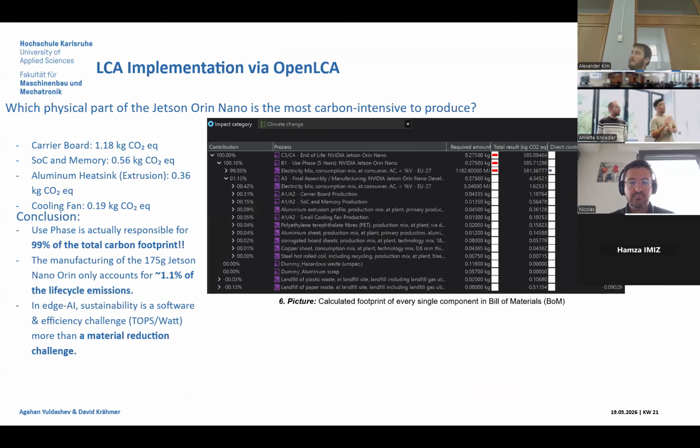Additionally, we have considered the D module. The D module is recycling and recovery. And in the conclusion we can say which components are the most carbon intensive. These are the carrier board, system on chip and memory components, and aluminum, followed by the aluminum heat sink. So yeah, these are our results.